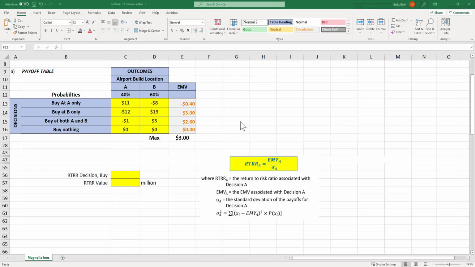In this video, I'm going to show how to calculate the RTRR based on some EMVs. So the RTRR is going to be the EMV divided by the standard deviation. So first I'm going to need to calculate the standard deviation, and it's a little bit tricky.